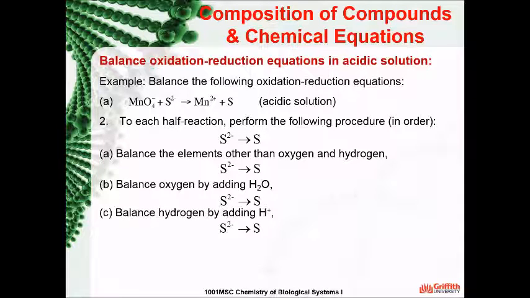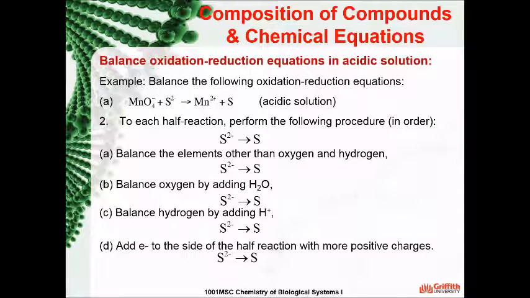Then we need to add electrons to the side of the half reaction with more positive charges. The total charge on the left side is -2. On the right side, the total charge is 0. So, to balance the charge, we need to add 2 electrons to the right side, as electrons have a negative charge.